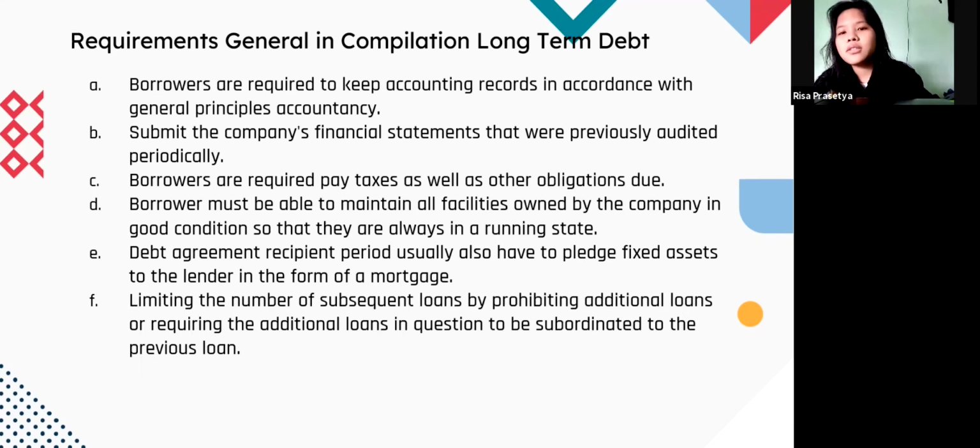The next is that the debt agreement recipient usually also has to place fixed assets with the lender in the form of a mortgage. And the last is limiting the number of subsequent loans by prohibiting additional loans or requiring the additional loans in question to be subordinated to the previous loan.